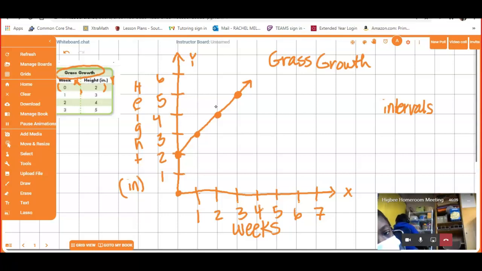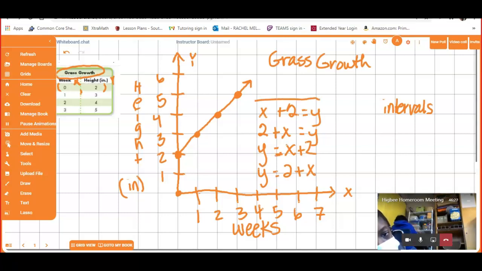And remember, this is x plus 2 equals y, or I can say 2 plus x equals y, or I can flip it around and say y equals x plus 2, or even y equals 2 plus x. So all of these equations are exactly the same graph. Are there any questions on that?